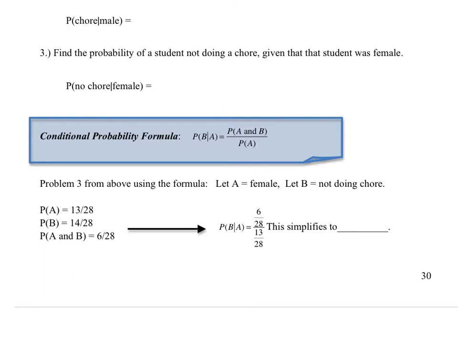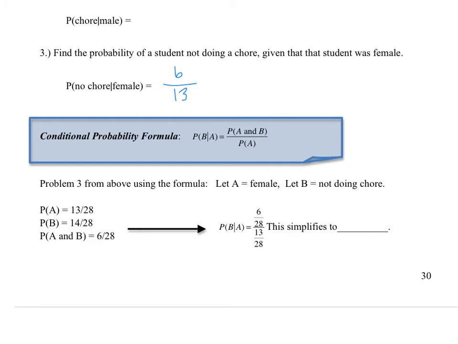Number 3, find the probability of a student not doing a chore given that the student was female. Well, if you look at the table and total up your females, there's 13 total females. How many of them did not do a chore? 6. So the probability that they did not do a chore, given that they are female, is 6 out of 13.